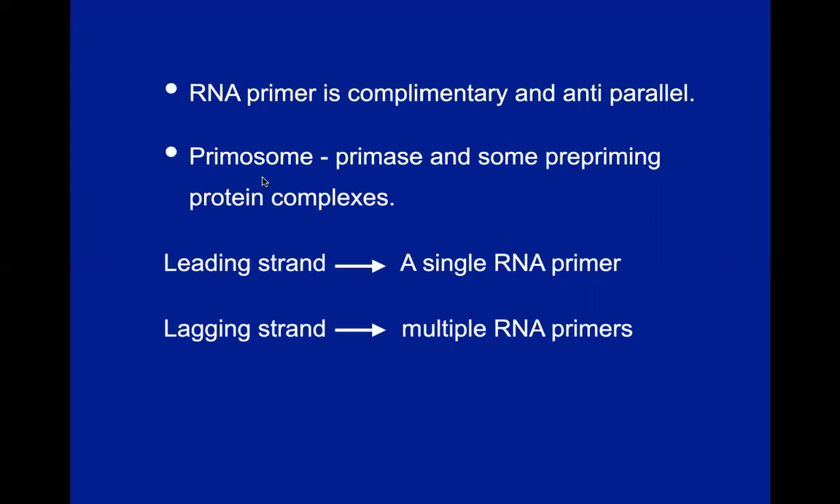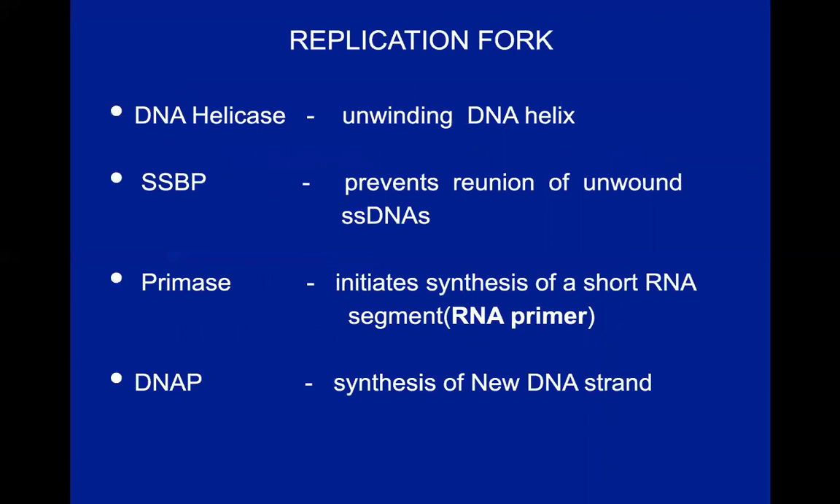Now what is primosome? Primase and some pre-priming protein complexes together are called the primosome. Now in this replication, on synthesizing of new strand by the DNA polymerase, two strands will be formed. One is the leading strand, which contains only one RNA primer, and another one is the lagging strand, which contains multiple RNA primers.